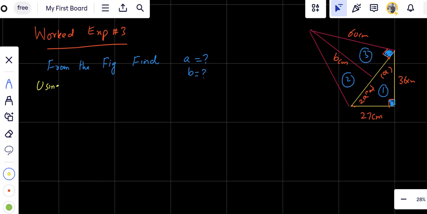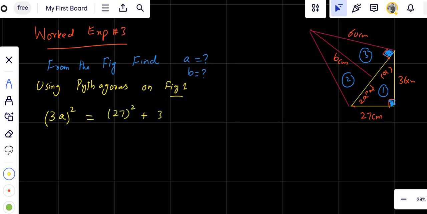Using Pythagoras theorem, so that to avoid any type of confusion, I'm writing this Pythagoras theorem on figure 1. So this side is hypotenuse. So what is the length of hypotenuse here? 3a. Perfect. That is great. 3a square. It will be then 27 square plus 36 square.